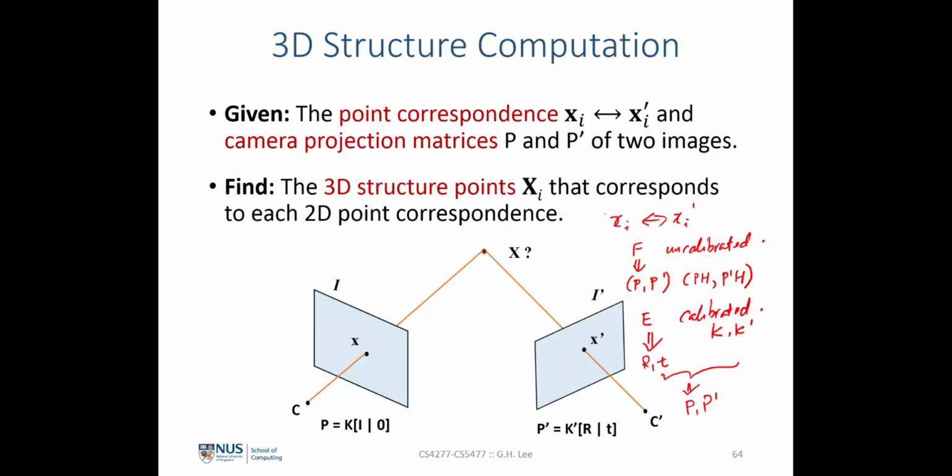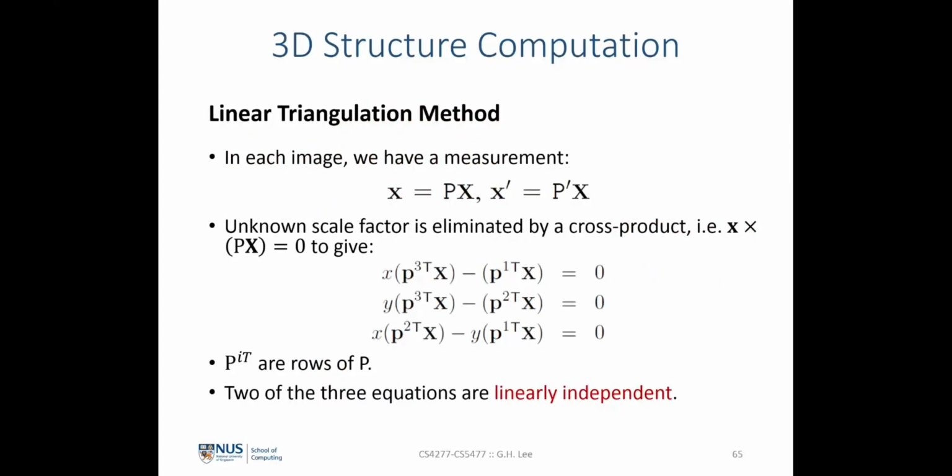So now, suppose that we are already given P and P prime, or we can compute P and P prime from the fundamental matrix or the essential matrix respectively, together with the point correspondences. Can we recover the 3D point that gives rise to the point correspondences x and x prime? The answer is yes. We'll make use of what we call the linear triangulation algorithm to achieve the reconstruction.